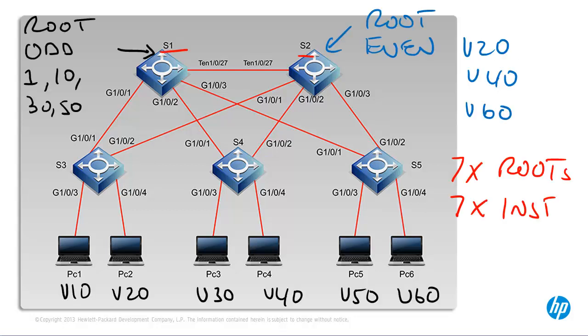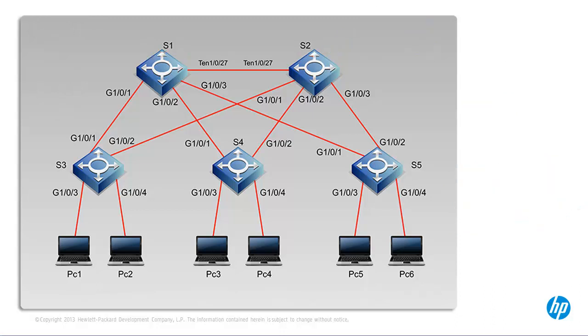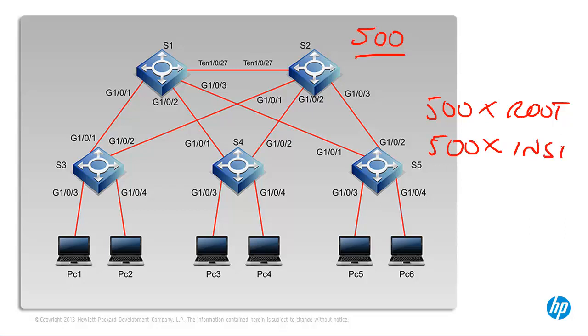There are, however, once again, disadvantages with PVST. In this topology, we have 7 root switches, 7 instances. If that was scaled, and let's exaggerate a little, and assume we had 500 VLANs, in that case, there would be 500 root switches. There would be 500 instances. On every link, that's a trunk link.